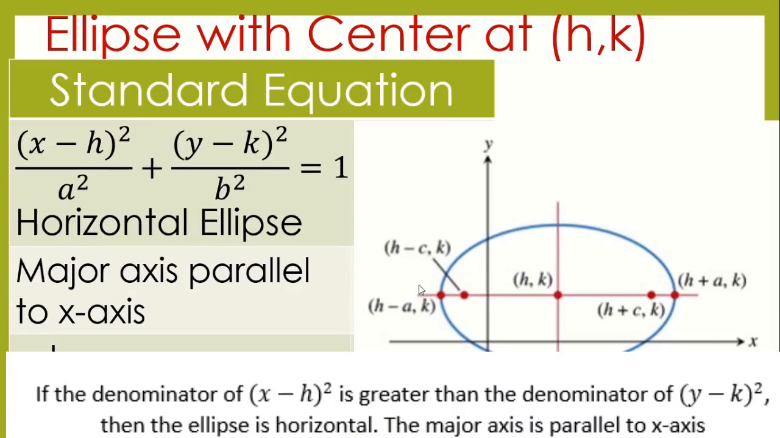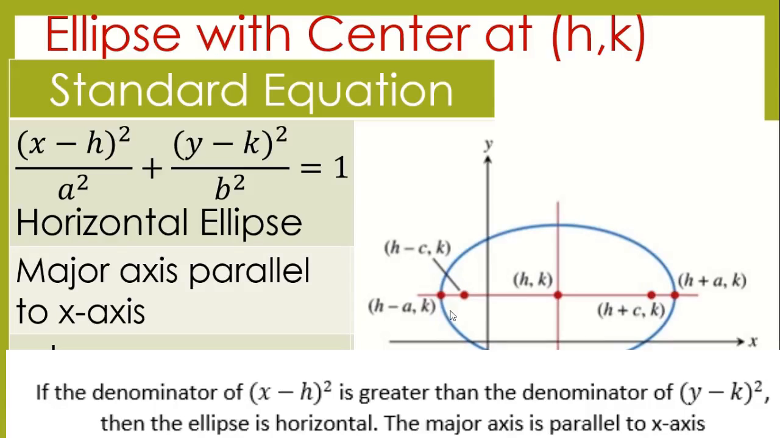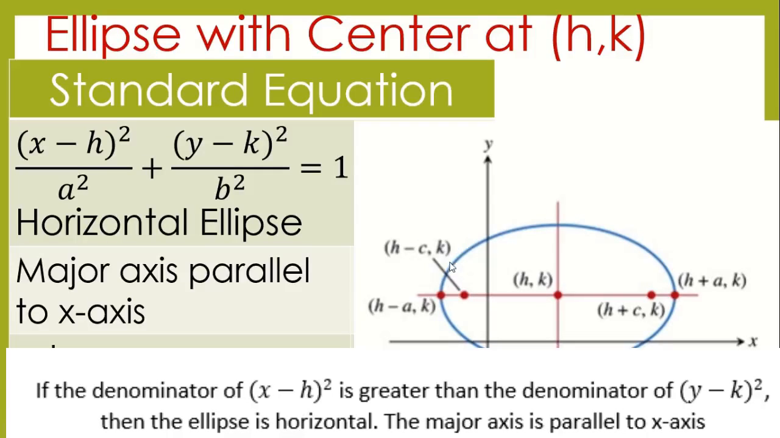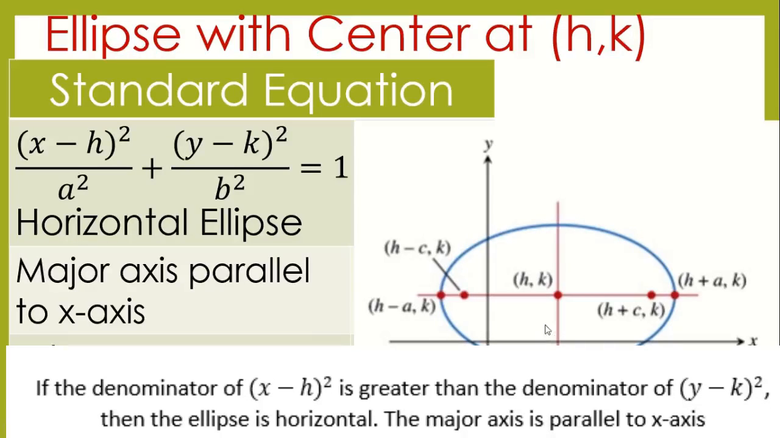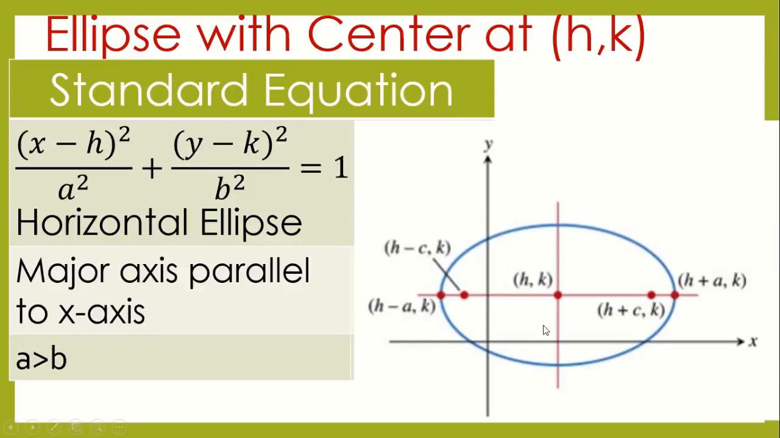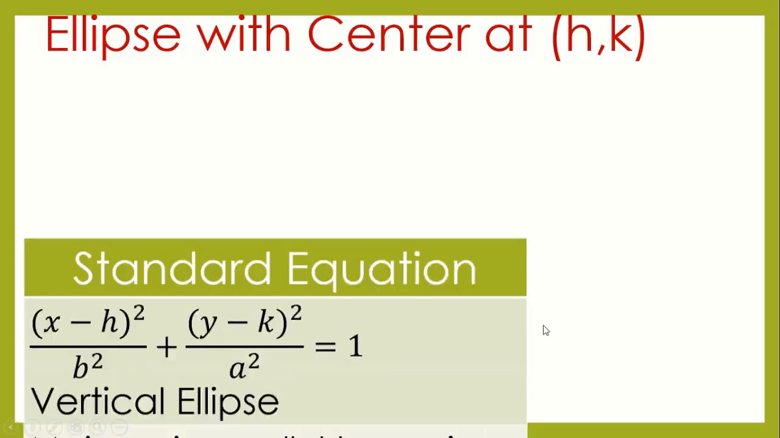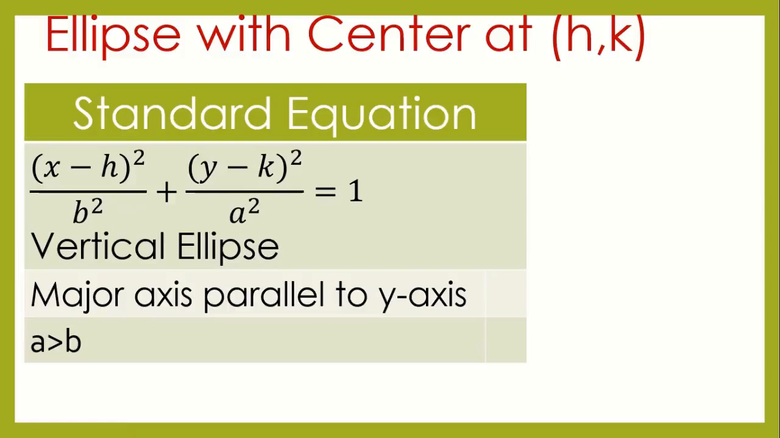Now, mamaya, I'm going to show you how to determine the coordinates of the parts of an ellipse. So, di ko muna i-discuss yung mga ordered pairs from this graph. Okay. So, the second equation, also in standard form, is (x minus h) squared all over b squared plus (y minus k) squared all over a squared equals 1.